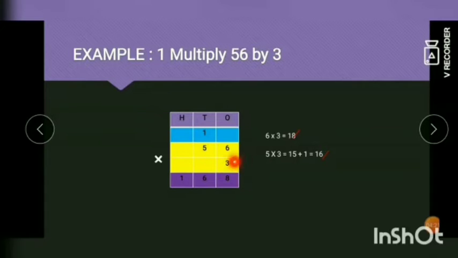Next we multiply the tens place value. 3 5s are 15. Then we add 1 to the number. So 15 plus 1 equal to 16. So we write the number 6 in tens place and carry over 1 in the hundreds place. Here we have no values in hundreds. So we write the number 1 as itself. So we get the answer 168. Next we see another example.